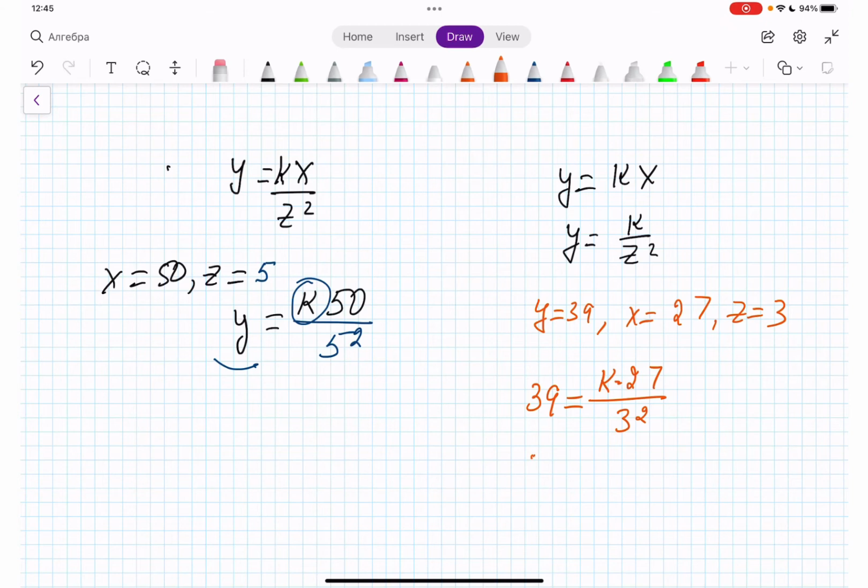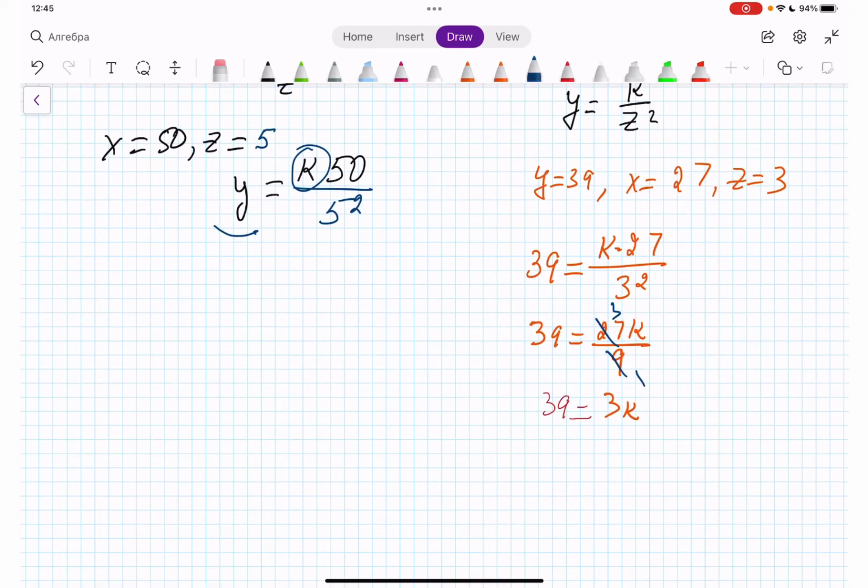So we get 39 is equal to 27k divided by 9. We could bring it to a common denominator, but we can go an easier way: 27 and 9 reduce to 3 and 1. So we get 39 is equal to 3k. To find k, I need to divide by the coefficient of k, dividing by 3 on both sides. This is gone, and 39 divided by 3 is 13. So k is equal to 13.